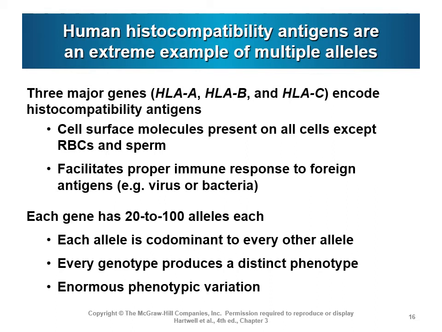Each gene has 20 to 100 alleles. Each allele is codominant to every other allele. Every genotype produces a distinct phenotype. Enormous phenotypic variation results, where if you try to calculate it, it is up to 2 to the power of 100 different variations.